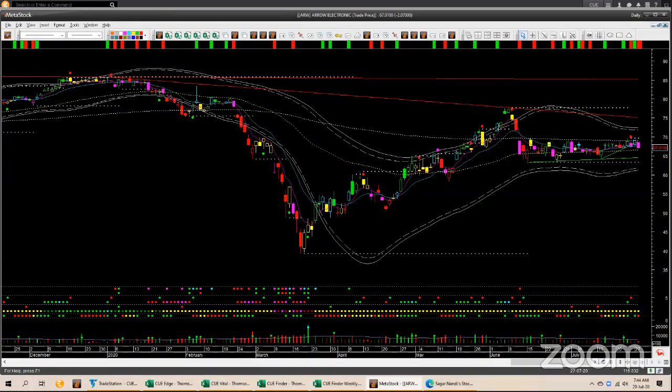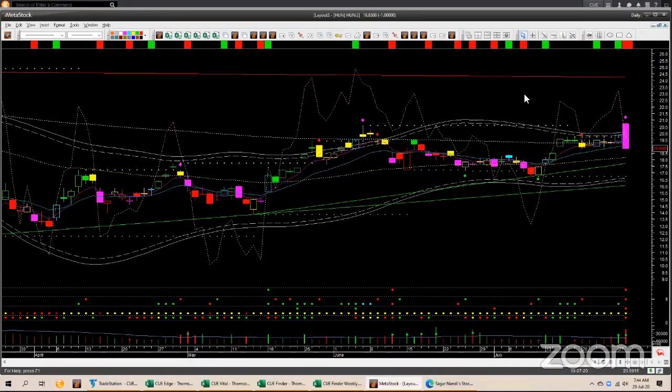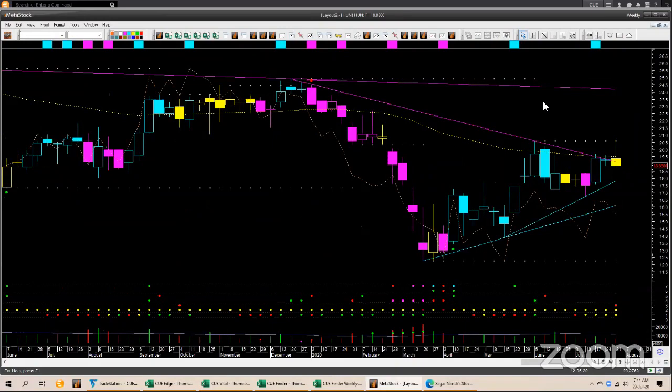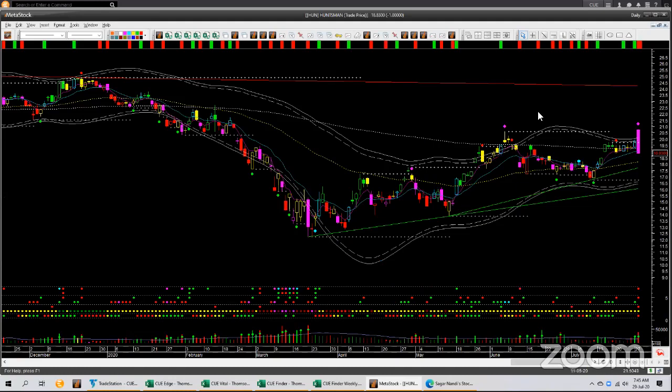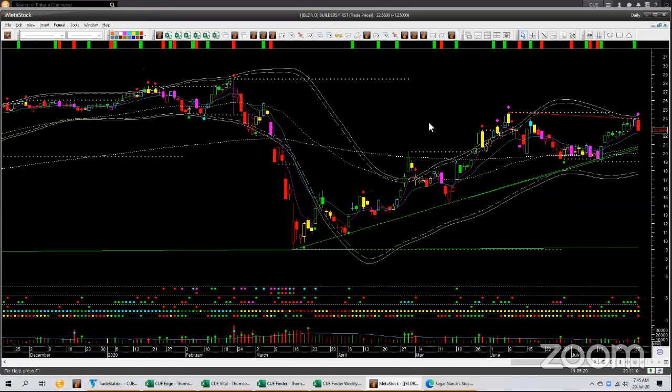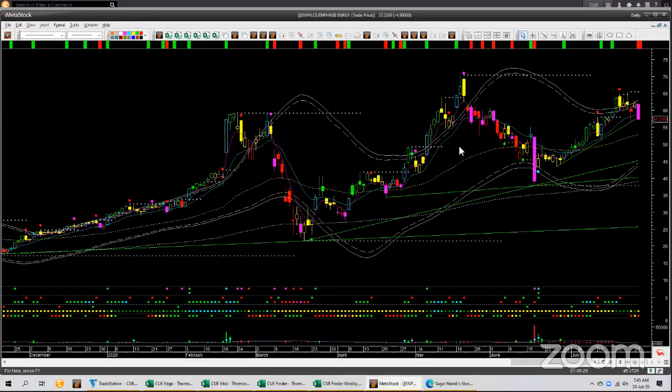Aero Electronic, ARW, also has memory support nearby and is really flat for this area. When it is in a narrow range like this, I tend to not take any trade unless it breaks out in either direction. Therefore, I'm not going to consider either long or short in a stock like ARW. Close it. Back to Huntsman. We already saw this. This is looking very weak. Oh, Huntsman, weekly daily. Let's close Huntsman. Close BLDR also. We looked at it earlier.